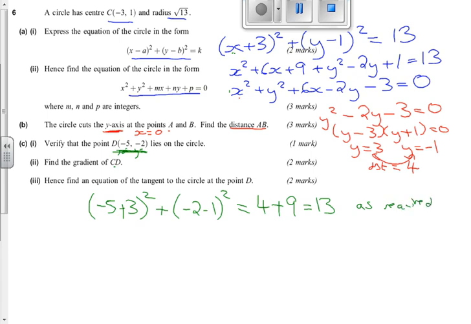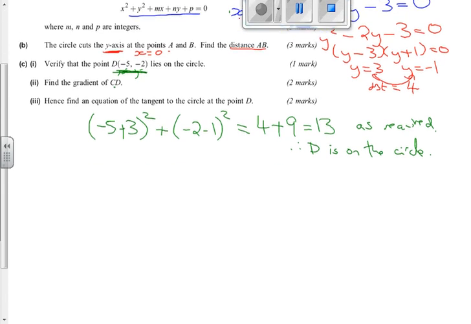Now, do remember to write a line underneath, therefore D is on the circle. Otherwise, you wouldn't get the mark, you'd have just done some maths, and the thinking being, well, so what? It equals 13, so what? Scroll down for a bit more room.